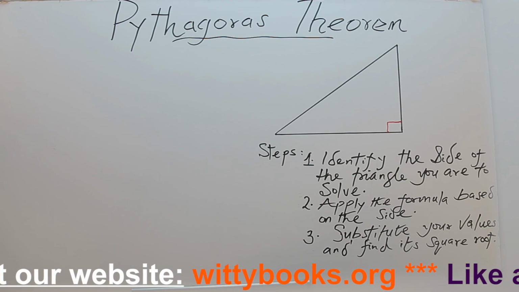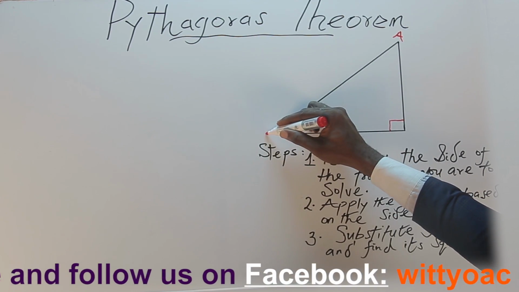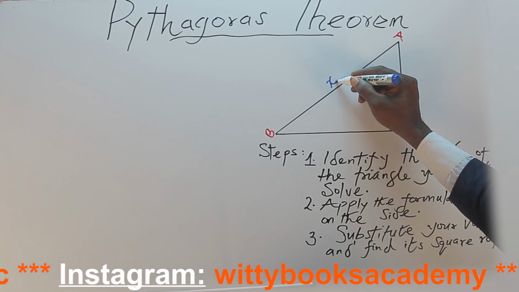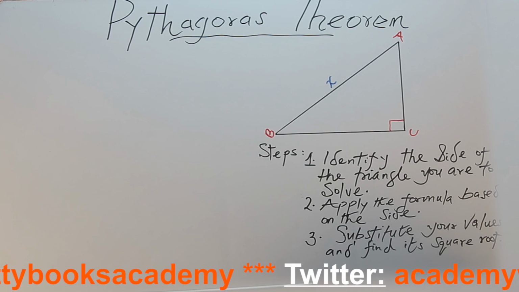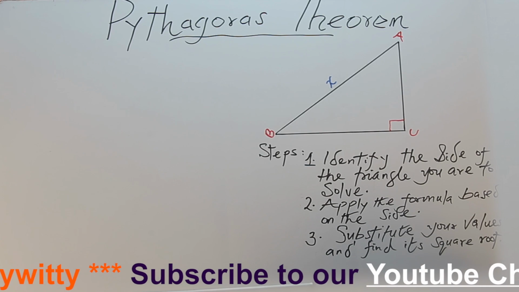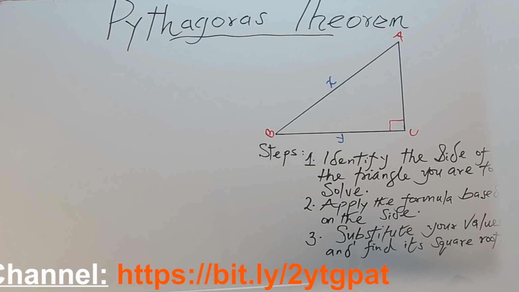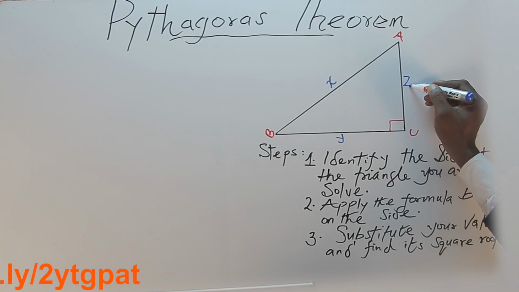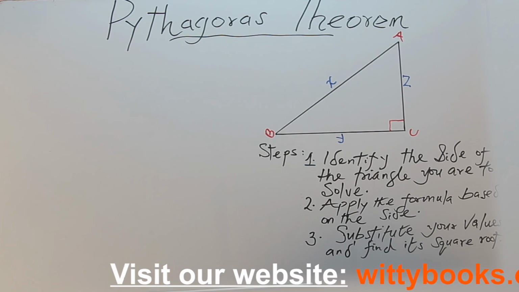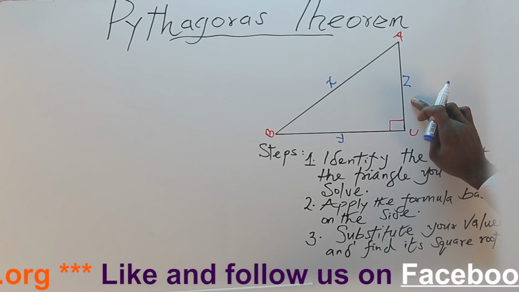now that our triangle is A, B, and C. This side is called the hypotenuse X, opposite the right angle, and then we have side Y and we have side Z. So in Pythagoras theorem, we are required to find side X, Y, or Z.